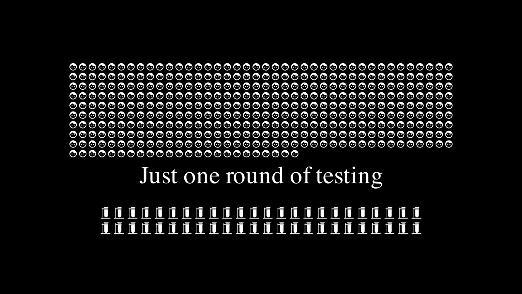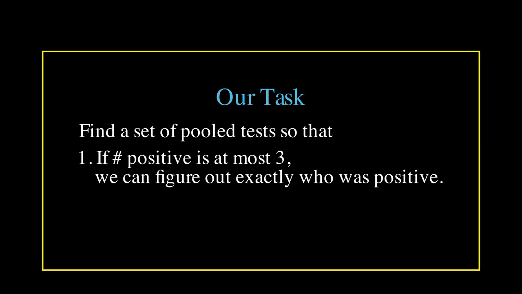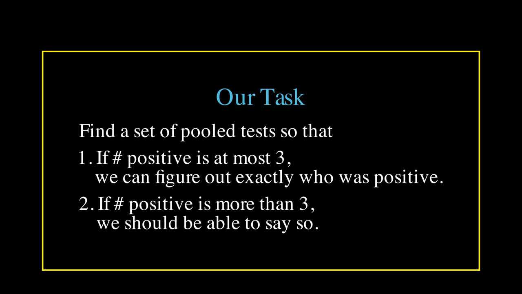To be crystal clear, let's try to do something like that ourselves. Here is our task. We want to come up with a list of pooled tests with the guarantee that if there are at most 3 people who are positive, we should be able to tell from the results of the pooled tests exactly which people are positive. If there are more than 3 people who are positive, we should be able to say that there are more than 3 people who are positive. We might not be able to tell exactly who they are.